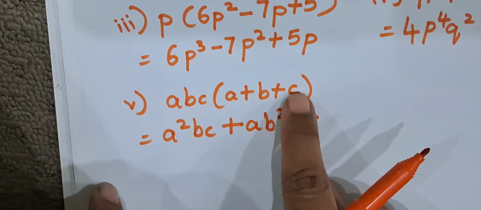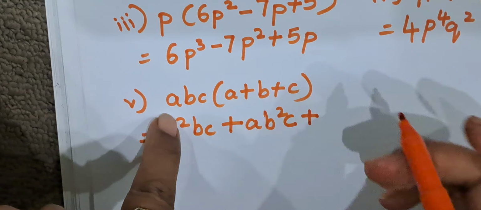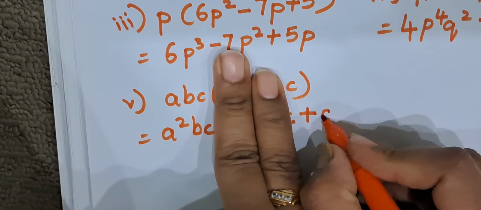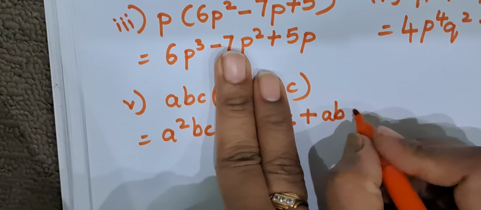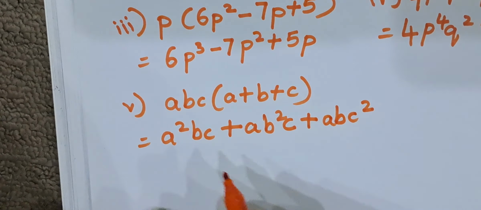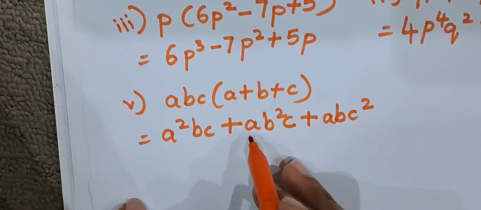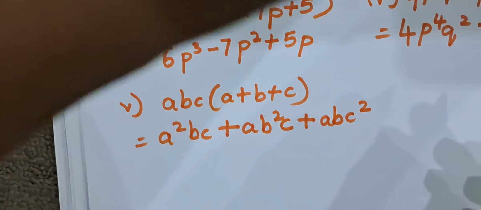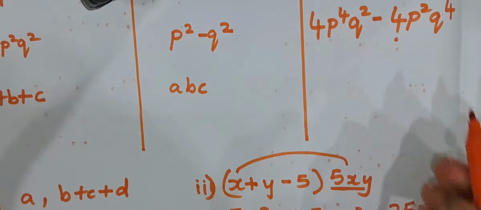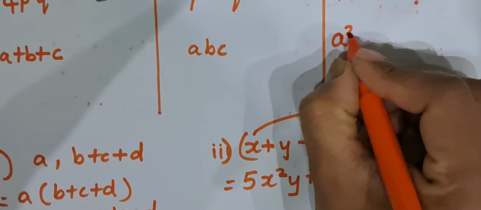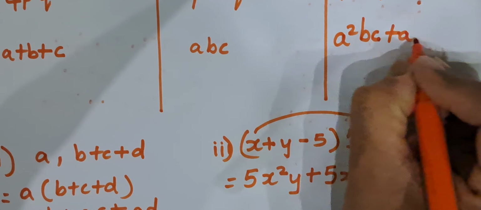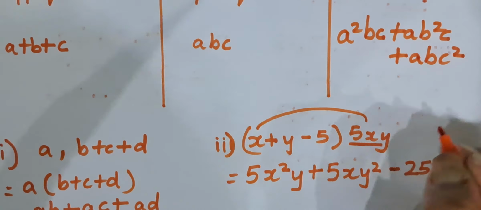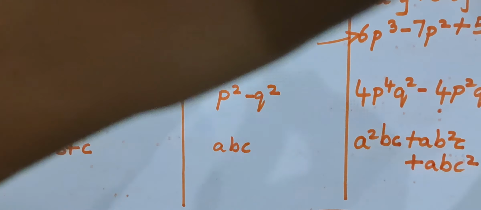Plus abc into c. When we are multiplying abc with c, ab remains as it is. C times c is c square. So it is a square bc plus ab square c plus abc square. We will write down the answer in the last one: a square bc plus ab square c plus abc square. This is the product of the fifth one.